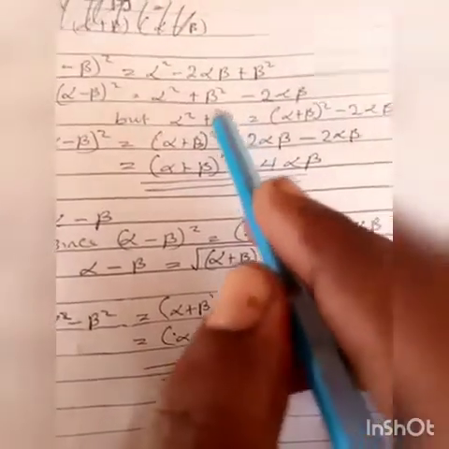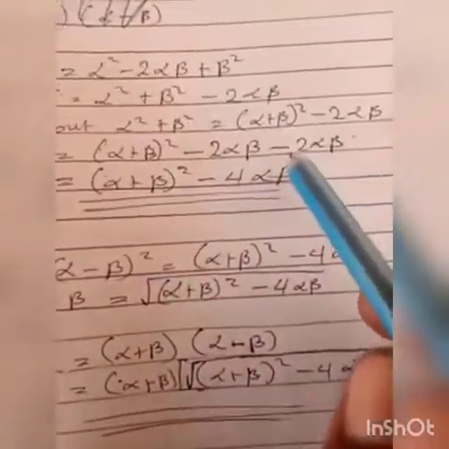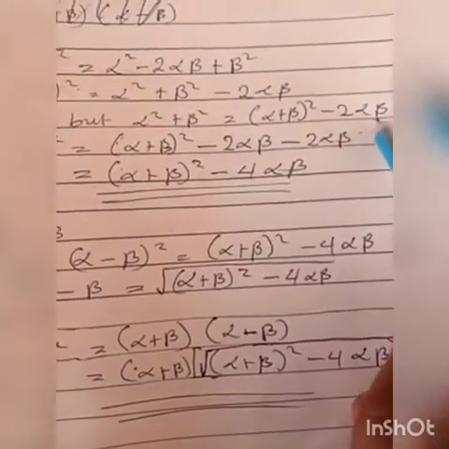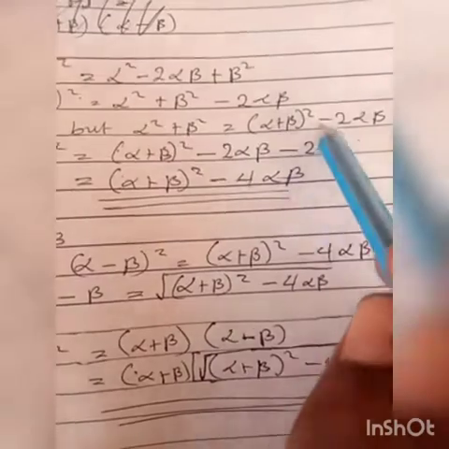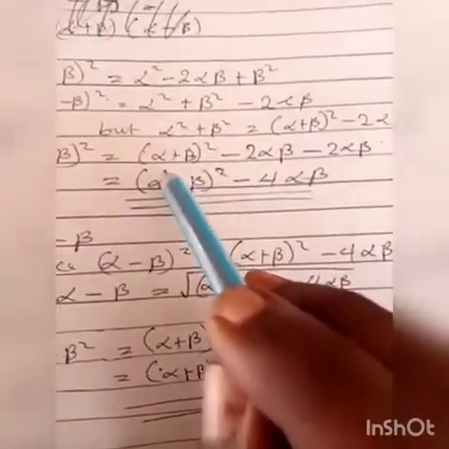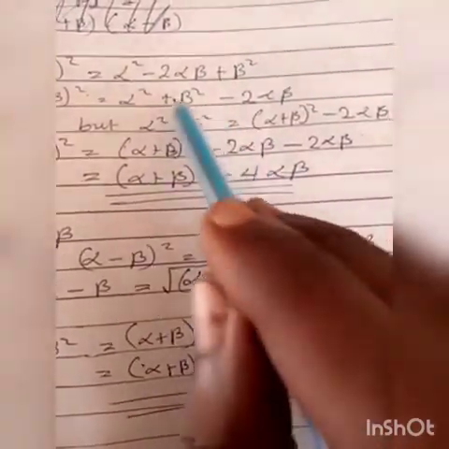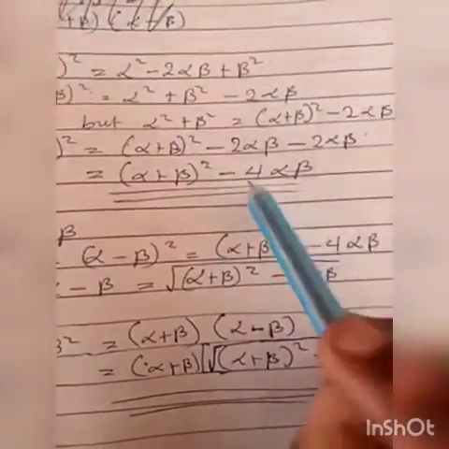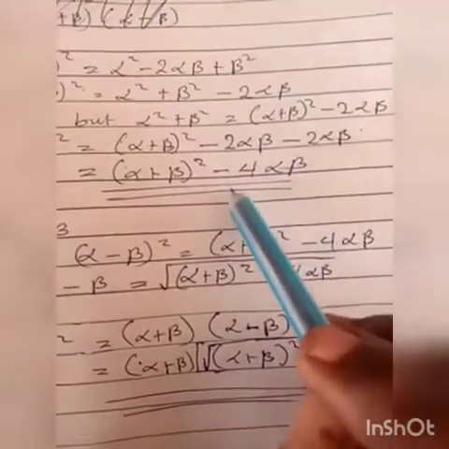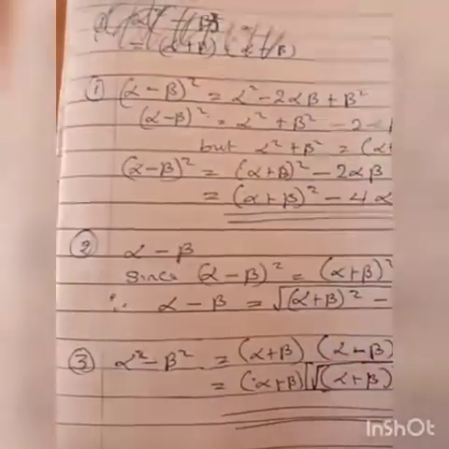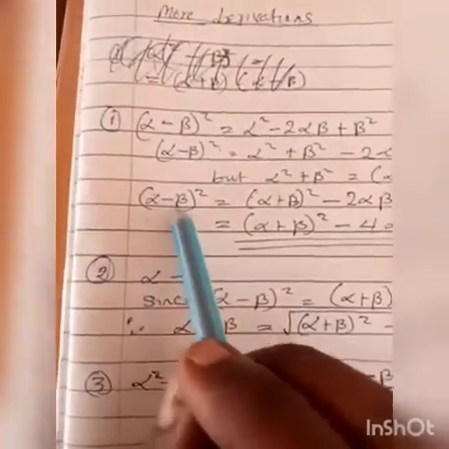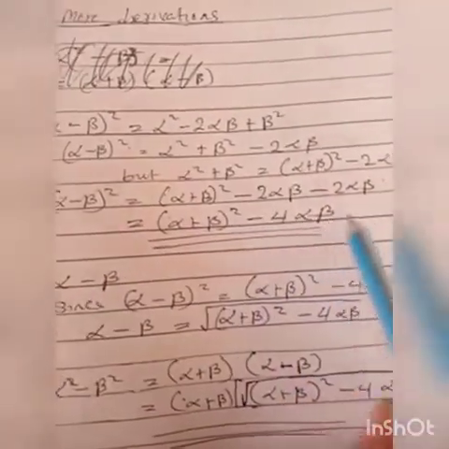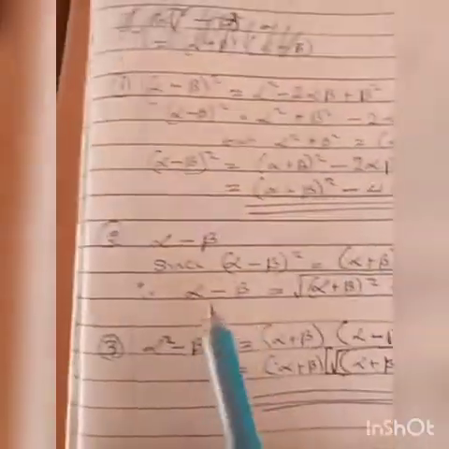But recall that alpha square plus beta square, we have found it to be alpha plus beta all squared minus 2 alpha beta previously. That's what we derived previously. So now substitute it where you see this. It will now be alpha plus beta all squared minus 2 alpha beta, which is for this, then minus this 2 alpha beta. Minus 2 alpha beta minus 2 alpha beta will give us minus 4 alpha beta. So at the end, it shows that alpha minus beta all squared is equal to alpha plus beta all squared minus 4 alpha beta.